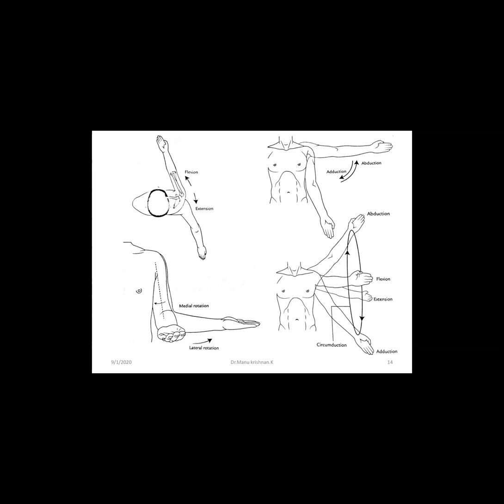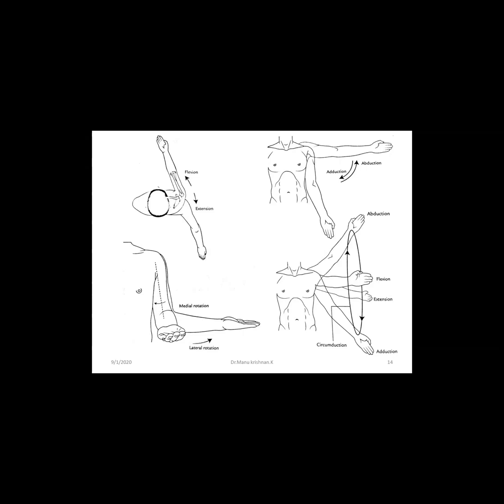And the medial rotation and lateral rotation, it's a little complicated. You just have to flex your elbow, with the arm in the supine position, like the palm in the supine position. And you have to just move the forearm away from the body, that is lateral rotation, and then towards the body, that is the medial rotation.